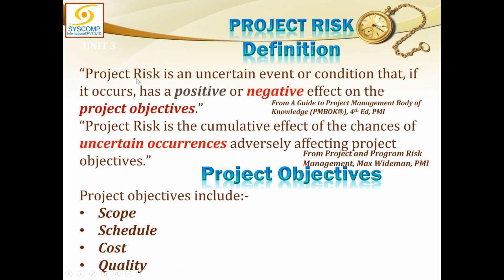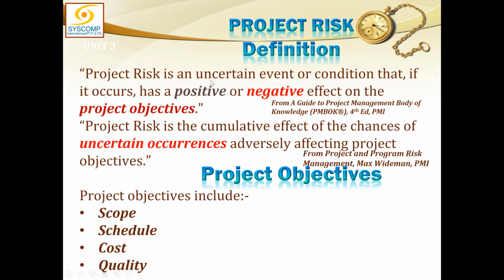Okay, so we understand that project risk is an uncertain event or condition that, if it occurs, has a positive or negative effect on the project objective. Now let us postmortem this definition. Because the project is by itself uncertain, we are taking on a challenge which we have never done before. Therefore, there is a lot of uncertainty in it. We do not have an SOP to follow. Therefore, there will be many risks. There will be many uncertainties.